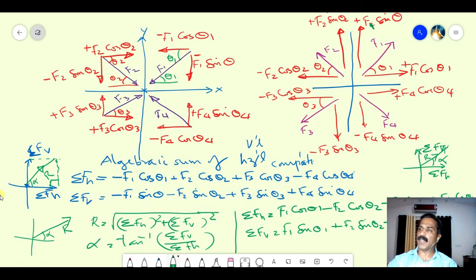So I think you have got a little bit of an idea of how to resolve the forces into their components and to find out the resultant of a number of forces acting simultaneously at a point.